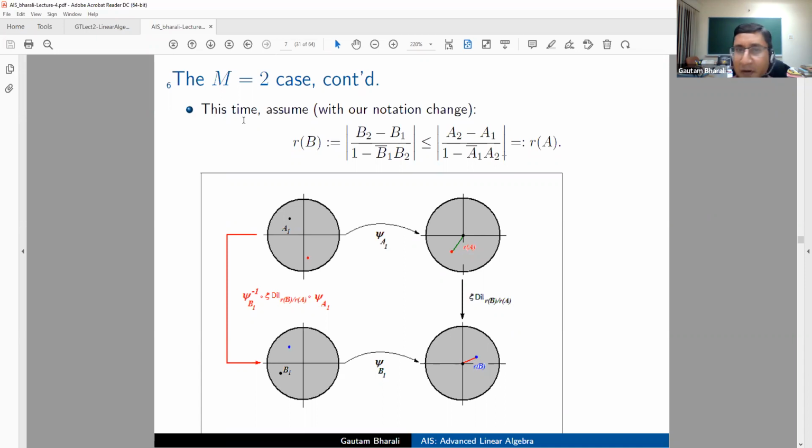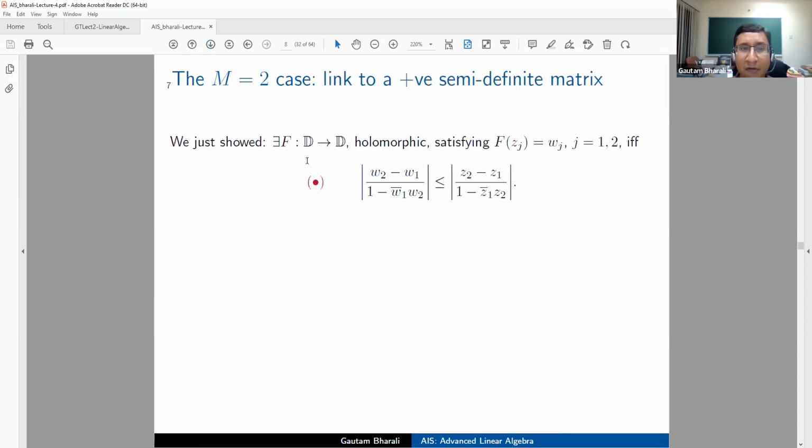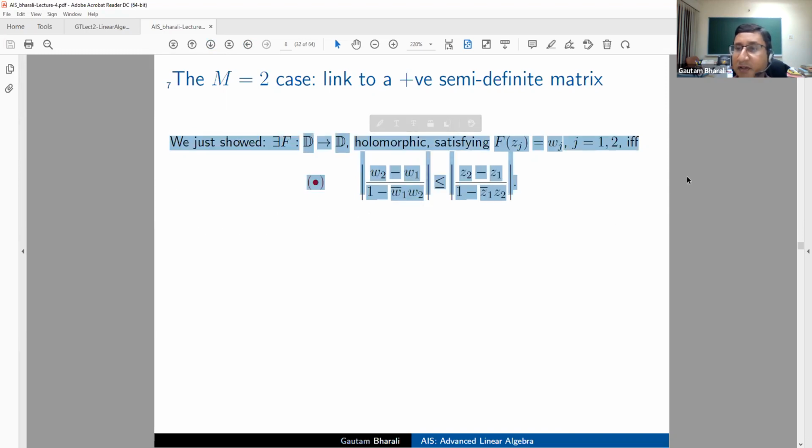So you see, I haven't actually proved the theorem by Pick and Nevanlinna in the m equal to 2 case. I have actually proved some other result. I have shown that this inequality is necessary and sufficient for the existence of an F that interpolates this data comprising 2 pairs. Right. So I just wrote down what I said. So we have just shown this part.